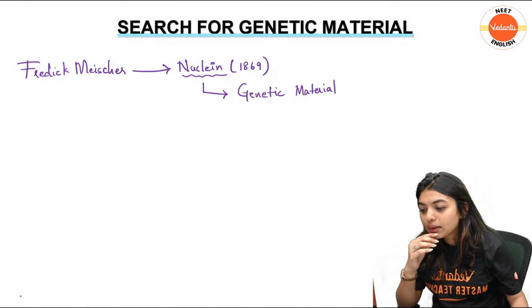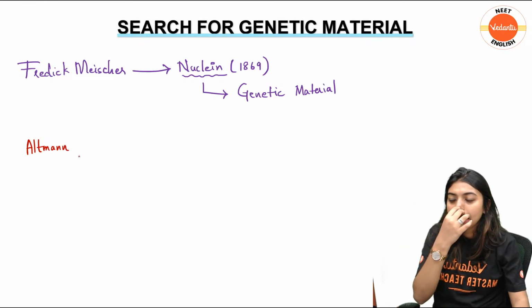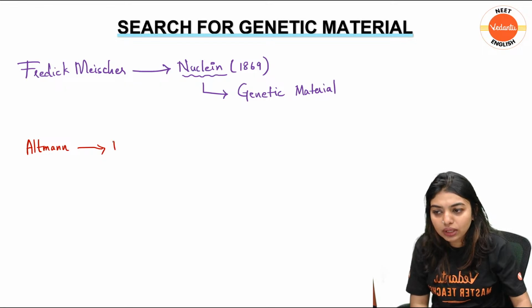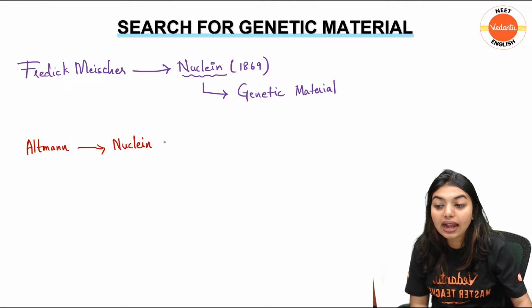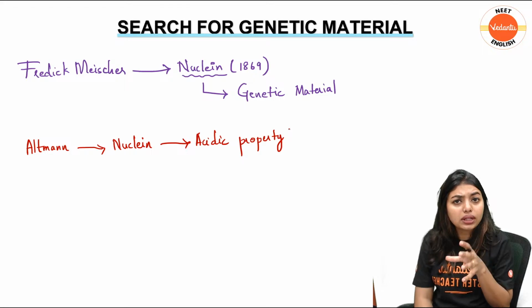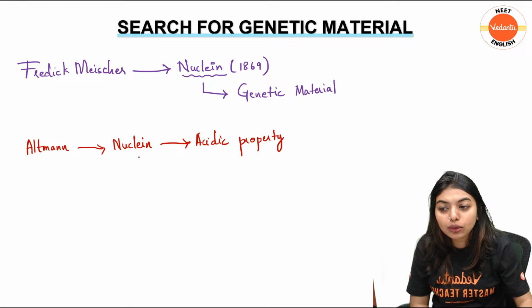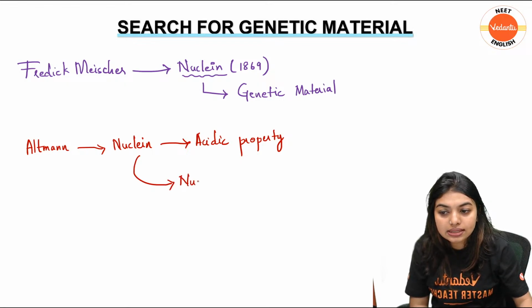Okay. Now, there was another scientist after that who is called Altman. Yes, you can see, right? Altman found that this nuclein, which Friedrich Mischer found, had acidic property. What did it have? Acidic property. So he found that the nuclein that Friedrich Mischer found had some kind of acidic property. So then why don't I call this nuclein nucleic acid?